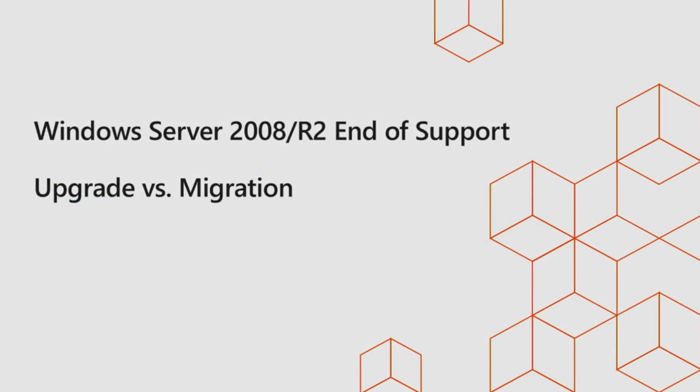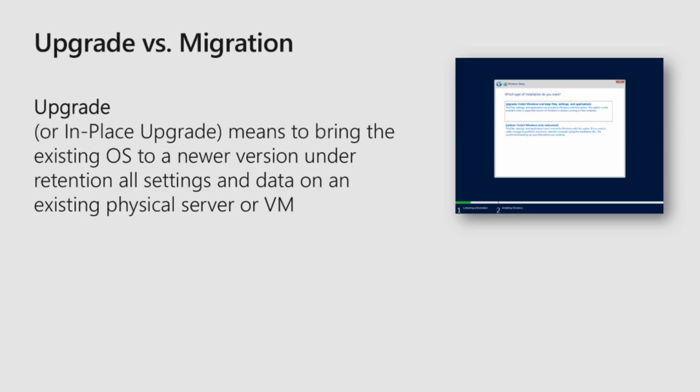So when we talk about migration, some of us think about upgrade, but this is totally different. An upgrade means we will use our machine, our hardware, our operating system to bring this to a newer version, to the latest Windows Server version. This is the definition of upgrade. We also often use the word in-place upgrade. So the target of an upgrade is to reuse the hardware or the VM and bring the operating system, including all data, including all applications, to the latest version.